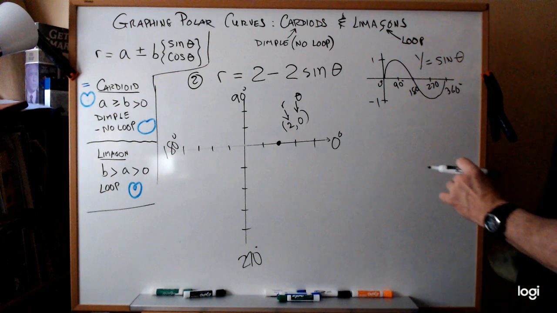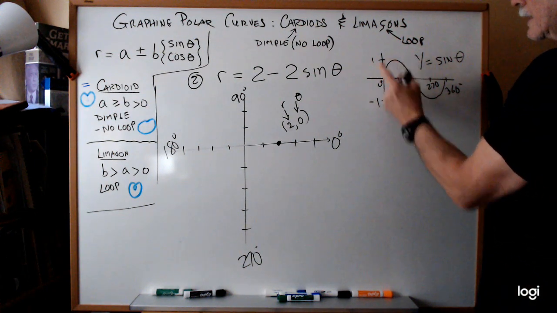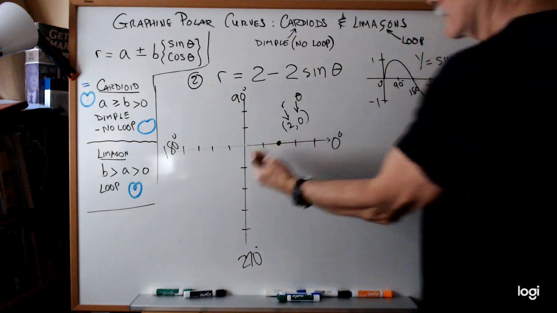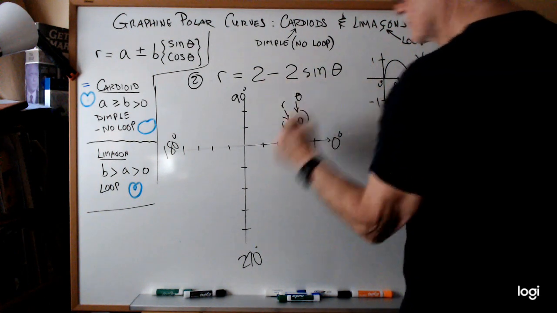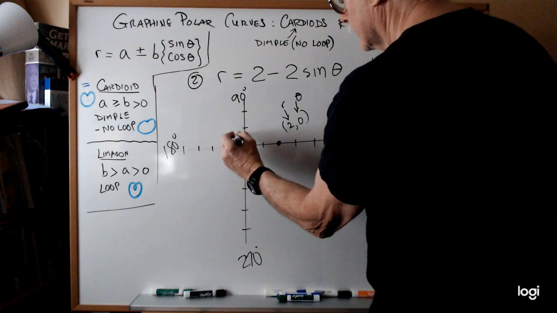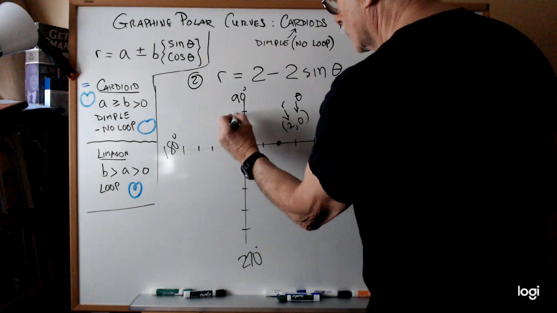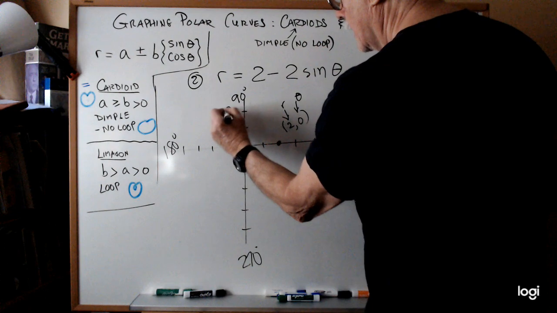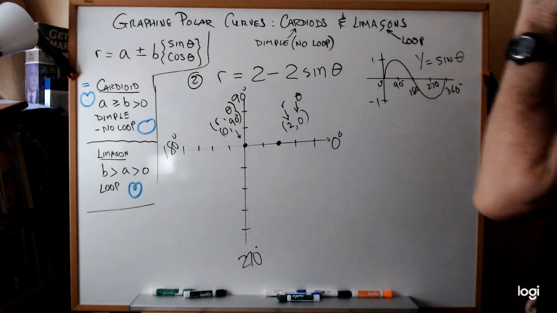Now, here's what's happening. The sine curve is increasing. At 90, it hits a maximum of 1. So at 90, this is going to be a 1, and 2 minus 2 is 0. So this would be the point 0, comma 90 degrees, or pi over 2. And don't forget, we're using r, comma theta. So this is the r, this is the theta.